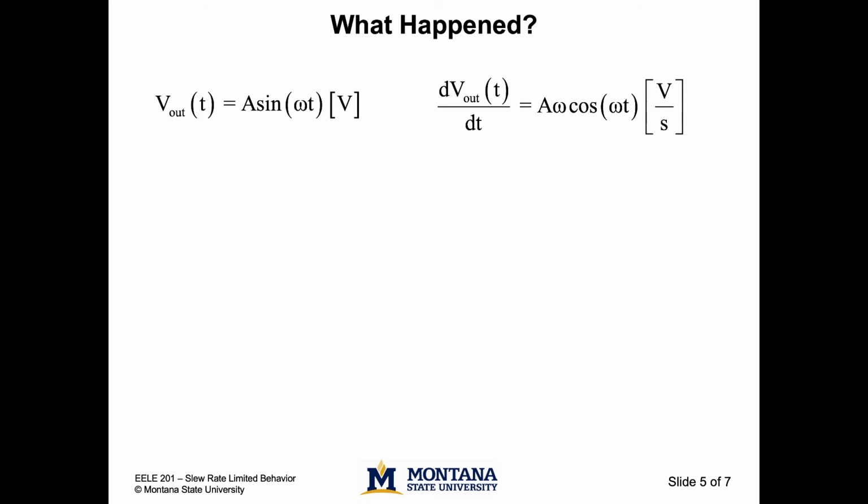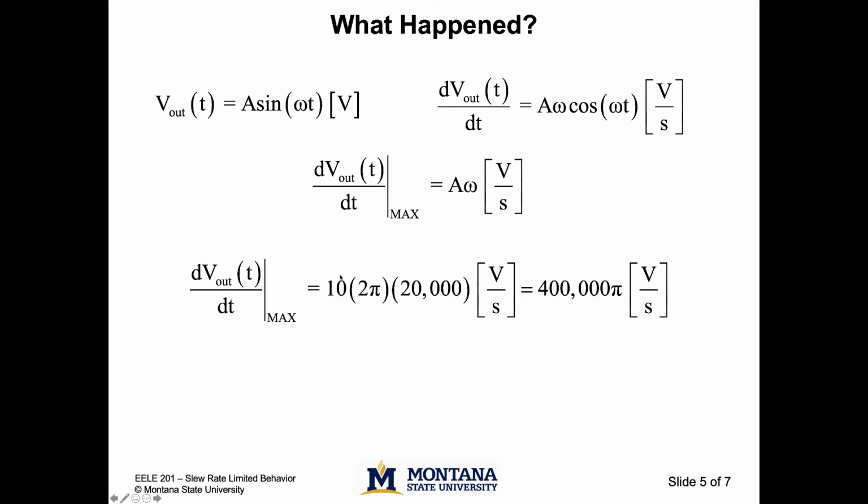Well, the cosine function has a maximum of 1, so that means dV out dt max is simply the amplitude times the radian frequency. Again, units of volts per second. A, in this case, we're asking for a full 10 volts, and omega is 2 pi times f. So this translates into what? 400,000 pi volts per second. That's how fast we're asking the output voltage of the op amp to change.